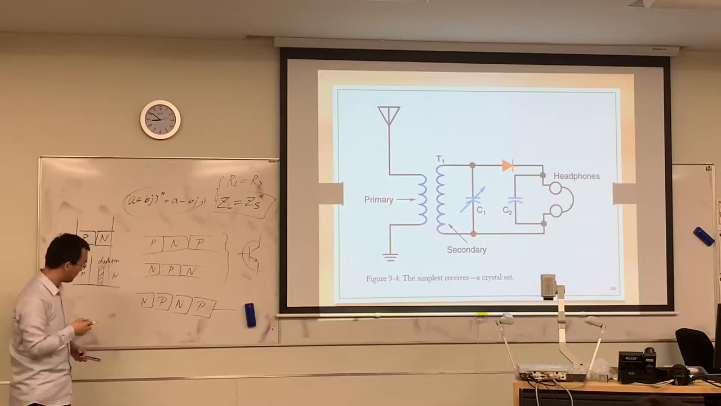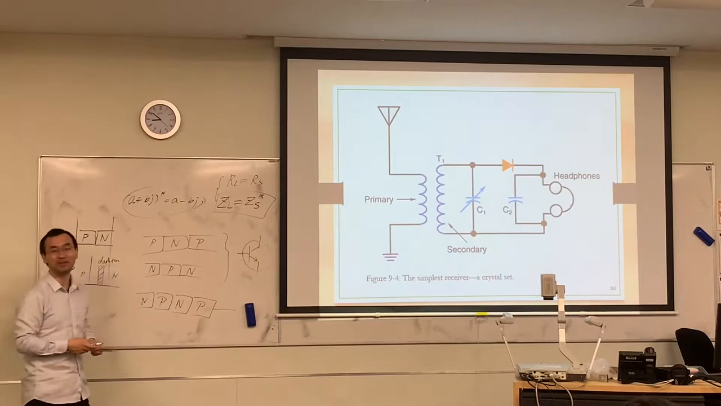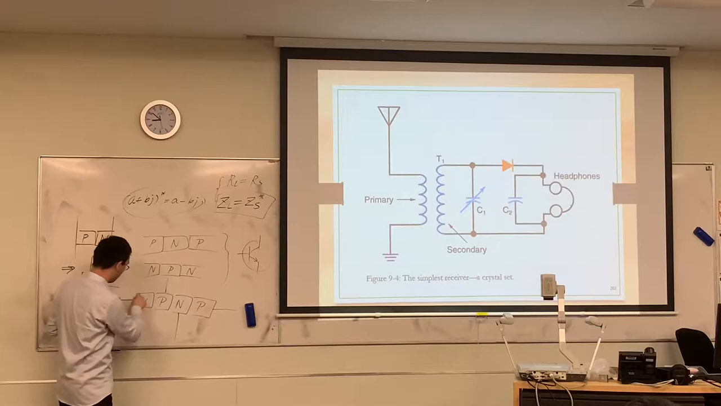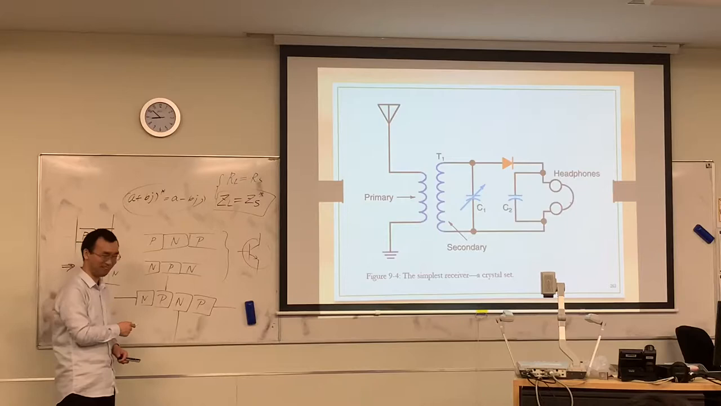Have you ever asked yourself, can we put four? Yes, the answer is yes, you can put four, which means you got a four terminal device. This one is called a thyristor. Thyristor, got four terminals. Can we put five? You say no, right? Of course you can put five. Which means you can put more.